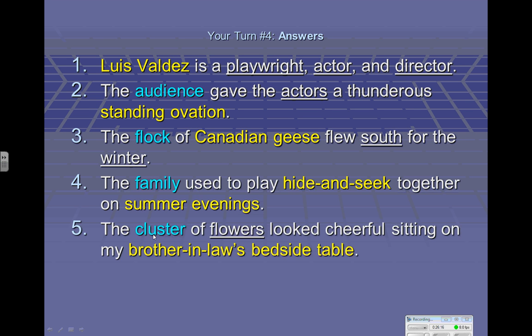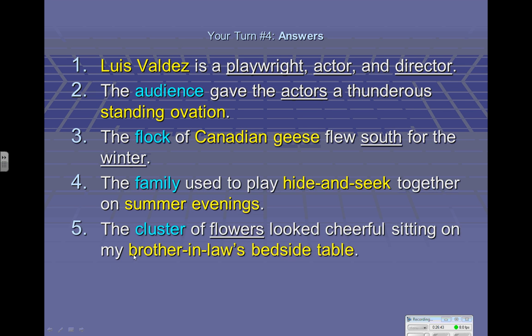For number five, cluster. This was a hard one. Cluster is collective. A cluster of something means that you have more than one, right? So cluster is indeed collective. Flowers, on the other hand, you should not have on your paper because flowers, if I get rid of the S and I look at just flower, does flower on its own refer to more than one? Nope. So I know that this is just a plural noun, not a collective.